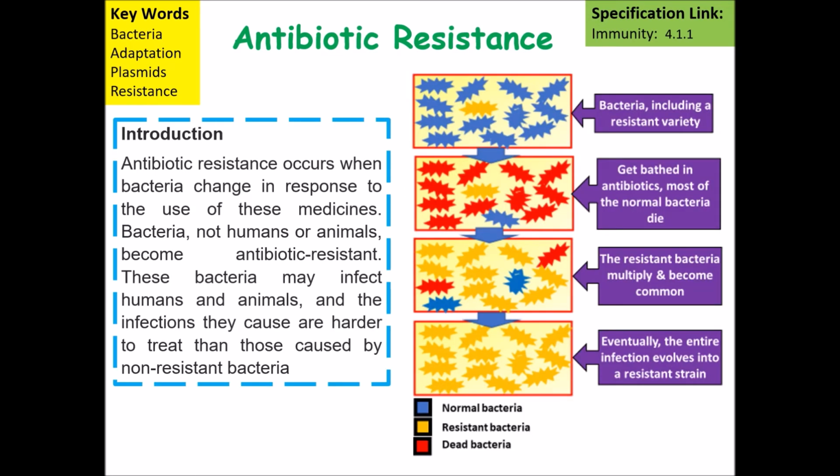Antibiotic resistance occurs when bacteria change in response to the use of these medicines over a period of time. Bacteria, not humans or animals, become antibiotic resistant. So it's not the humans that are becoming resistant or less affected by the antibiotics, it is the bacteria. These bacteria may infect humans and animals, and the infections they cause are harder to treat because they can no longer be treated by the same antibiotics.